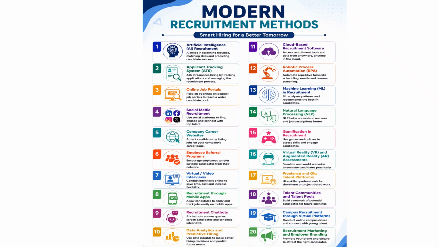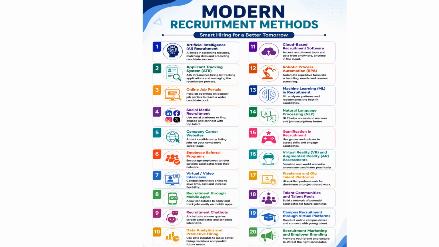So now let's focus on the next point, that is modern recruitment methods. So let's understand what modern recruitment methods are. Earlier, companies used newspapers, notice boards and employment exchanges to hire employees, but today technology has completely changed the recruitment process. Nowadays organizations use digital tools and artificial intelligence to find the right candidate quickly and accurately.